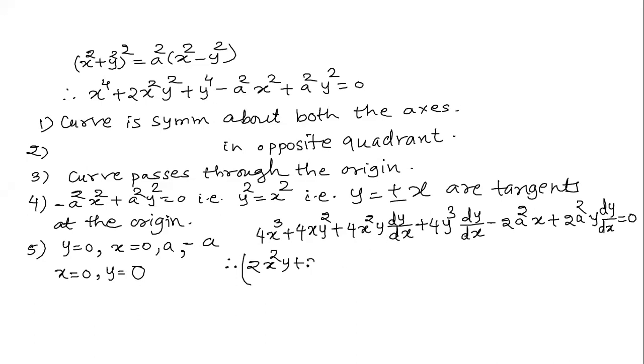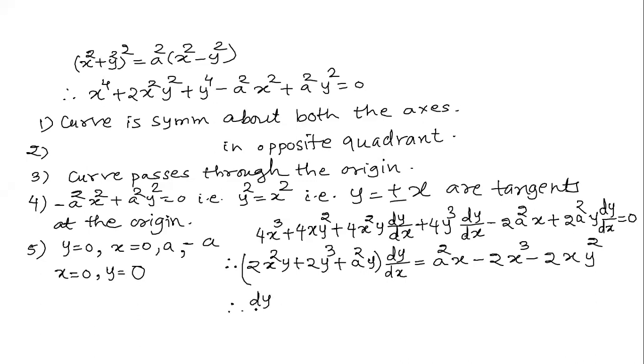Then plus 2y to the power 3 is a term, and plus a square into y into dy by dx, and that is equal to, we have to take the remaining terms to the other end. Other end means a square x will come here. Okay. Minus 2x to the power 3 minus 2x into y square. I hope that I am correct. Otherwise, we will be getting something different, unexpected. dy by dx is equal to.